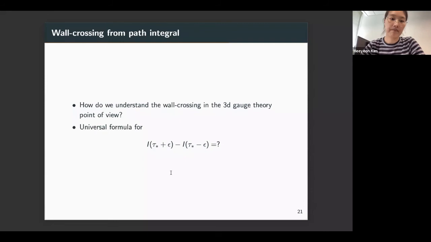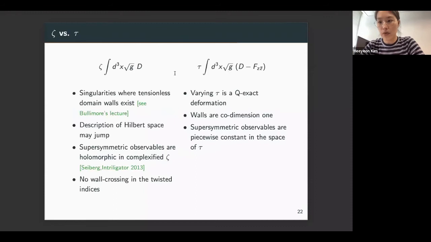So first of all, I would like to mention the existence of two different walls in the theory. One is defined in the space of the mass and FI parameters here, and the other is the wall in the space of the parameter tau that I have been discussing here. So here I compare the wall structure, the chamber structures in the space of FI parameters, and the wall structure in the space of the parameter tau. These two are valued in the same space, but what happens at the walls is very different in general.